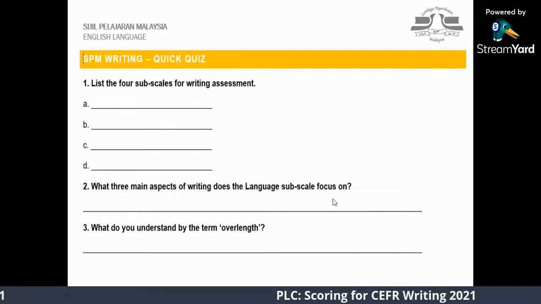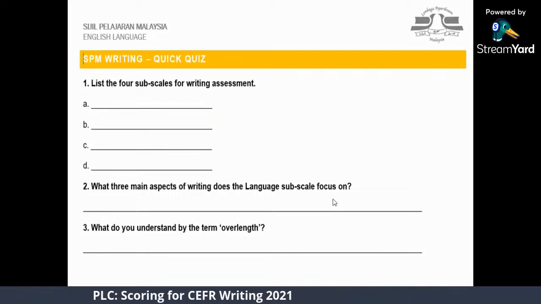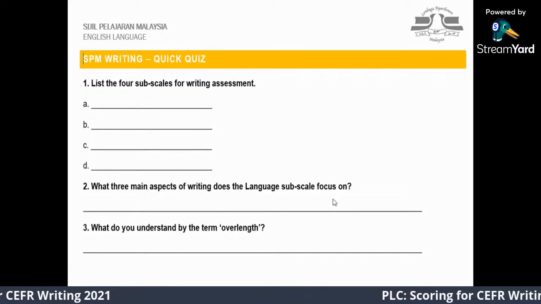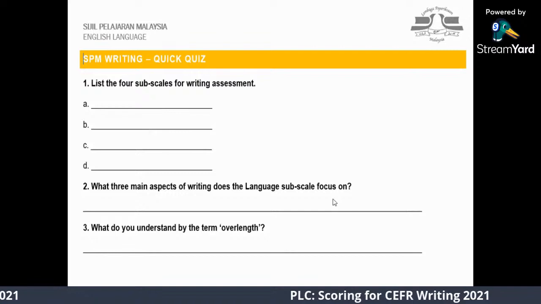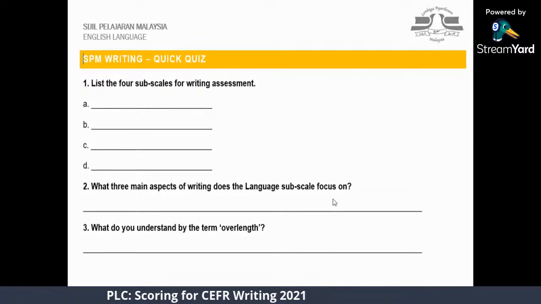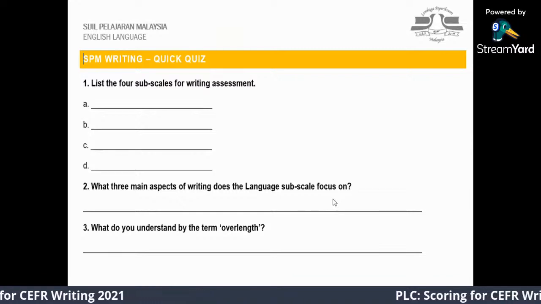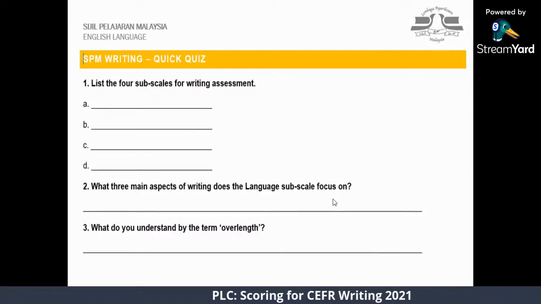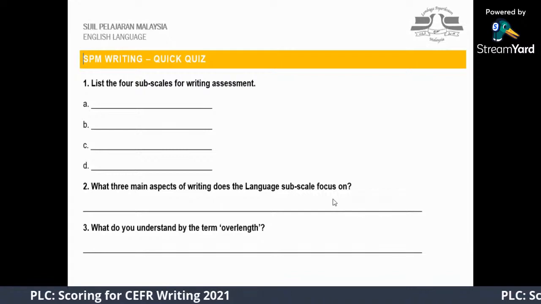Okay. And what 3 main aspects of writing does the language subscale focus on? Anybody want to take a guess? So this is language. Okay. Forget about content or CA. Language subscale should focus on these 3. Yes, teacher Azia, well done. Communicative achievement, content, language. Yeah, correct. But content should come first. Okay. We look at the content, then we move on to CA.